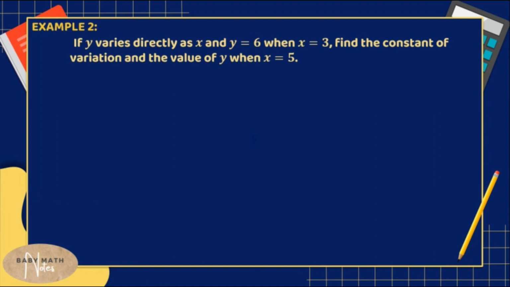If y varies directly as x, and y is equal to 6 when x is equal to 3, find the constant of variation and the value of y when x is equal to 5.